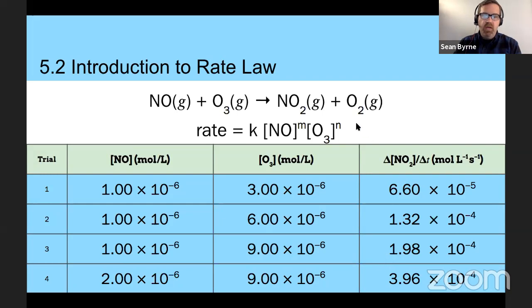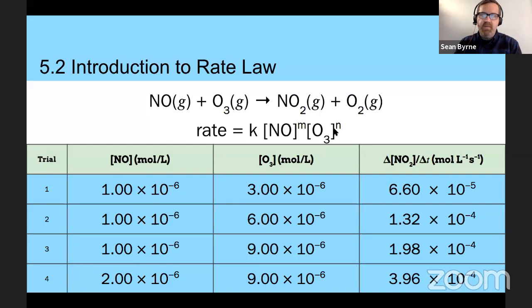Our goal here is to identify, first off, the exponents. What is the value of m? What is the value of n? Once we can identify them, we're going to use our numbers, plug them in to solve for k, and then plug in our units in order to solve for the units on k. So it's a 3, maybe even a 4-step process. First we're going to solve for m, then we're going to solve for n.